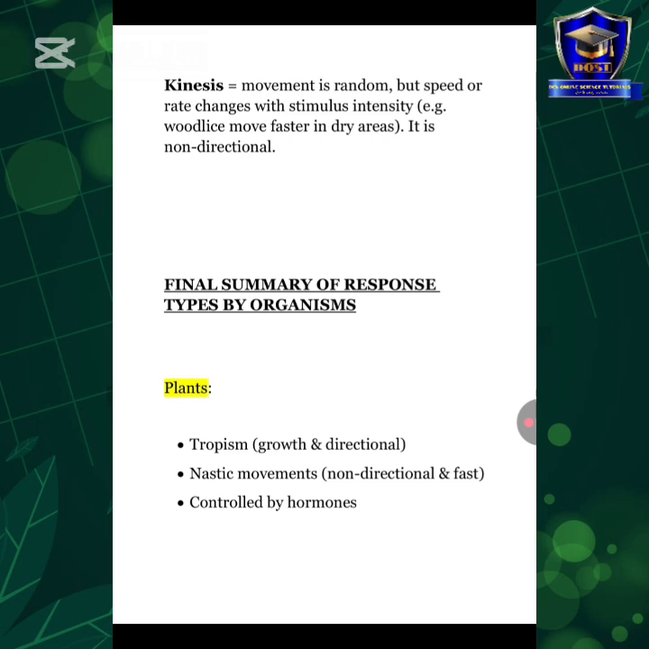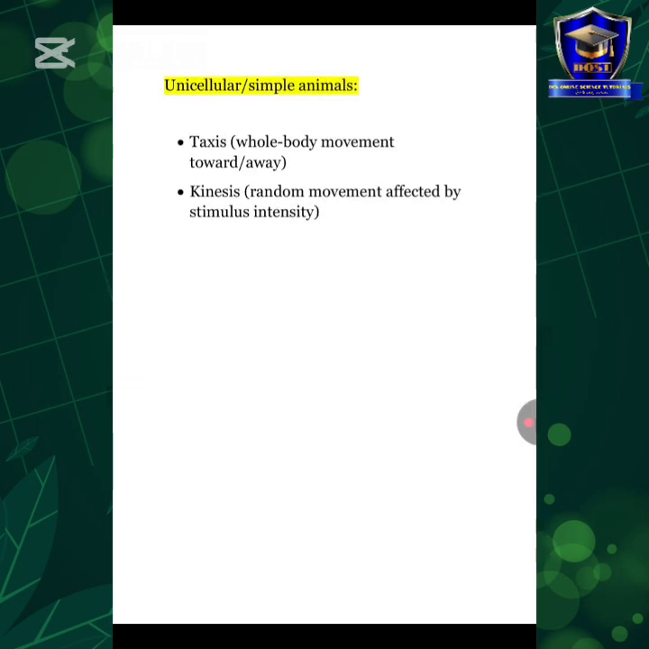Okay, so the summary of the entire class is actually this. Tropism is a growth movement and it is directional. This one is for plants. Nastic movement is non-directional and it's also a very fast movement, and they are actually controlled by hormones. While on the other hand, for animals, there are only two types of movement, which is taxis, which involves the movement of the entire body of the organism towards the stimulus or away, and then kinesis is random movement that actually does not have direction. Okay, but it's affected by the intensity of the stimulus.